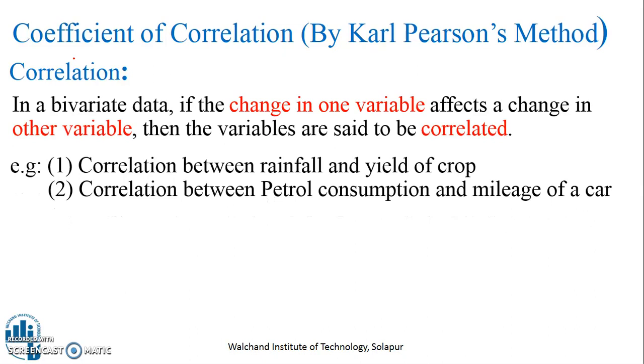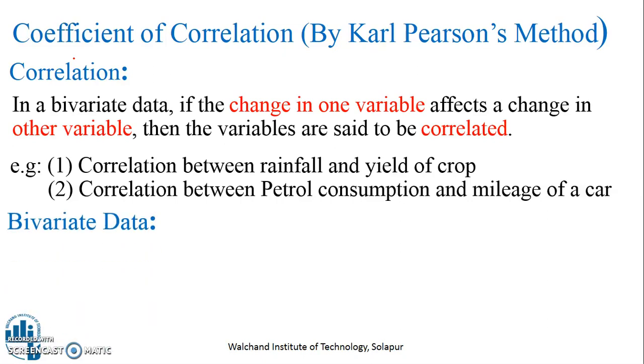correlation between rainfall and yield of crop. So the yield of crop totally depends on the amount of rainfall. Second example, correlation between petrol consumption and mileage of a car. So the mileage of a car depends on consumption of petrol. Another example, you can say expenditure and income. When income increases, expenditure also increases, and when income decreases, expenditure also decreases. So expenditure depends on the income or source of a family, so they are correlated.